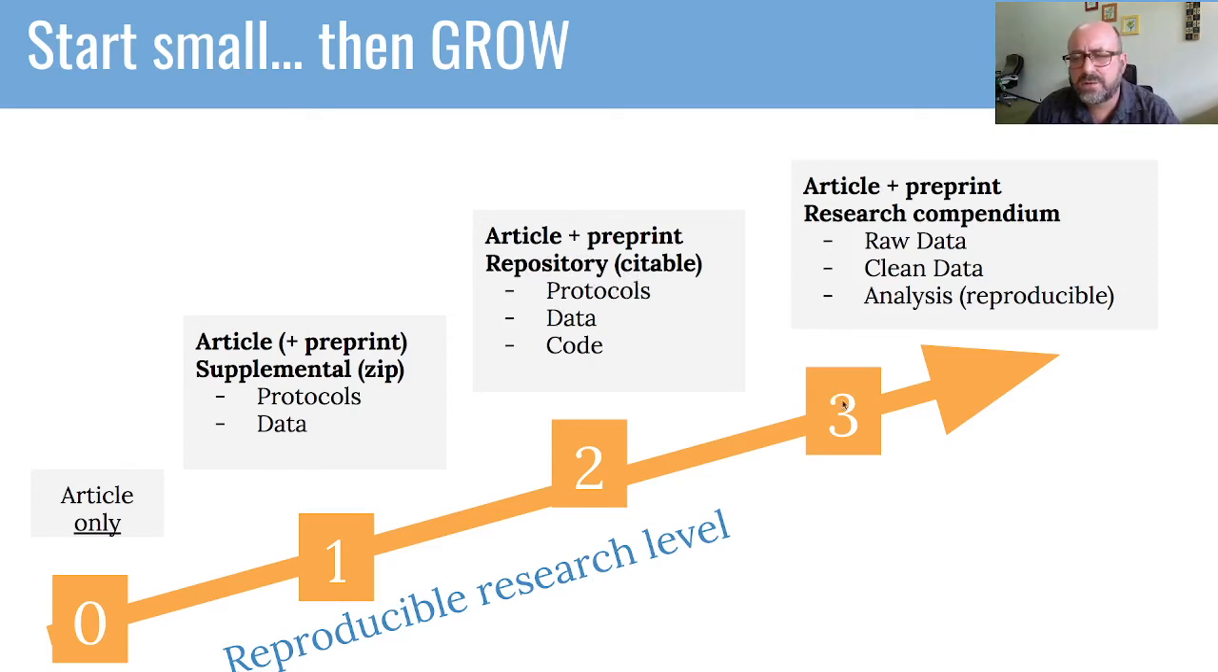And level number 3, you have your article, and the preprint posted before your article. And you have this research companion with all the raw data, the clean data, and analysis fully reproducible. Everything is cleaned and documented in a way that everybody can reproduce that research.